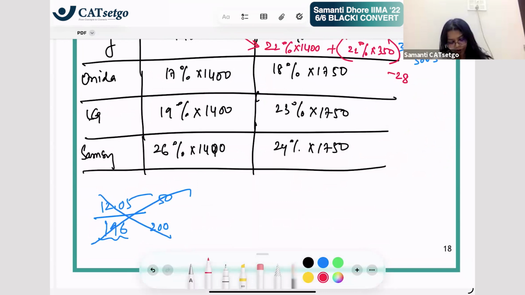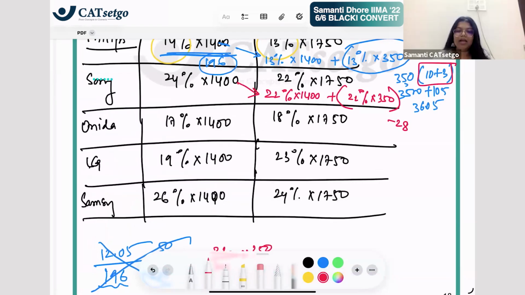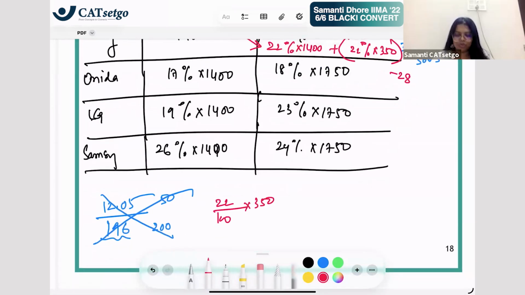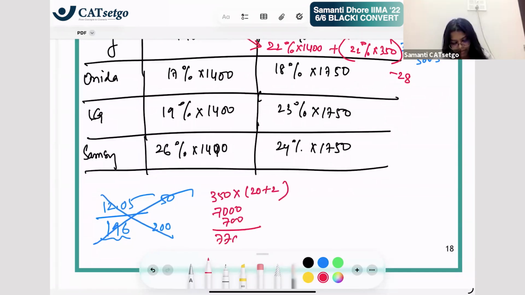What is the smarter way to calculate 22% of 350? Again, जैसे यहाँ पे मैंने 10 plus 3 से multiply किया, यहाँ पे मैं 20 plus 2 से कर सकती हूँ. But I'm not going to do that. I'm going to be smart about it. What I'm going to do is both ways. I can do 350 into 20 plus 2. I can do that. So this becomes 7000 plus 700, and this becomes 7700. Or it is also smart for you to understand that this is 11 into 2 into 350, right?